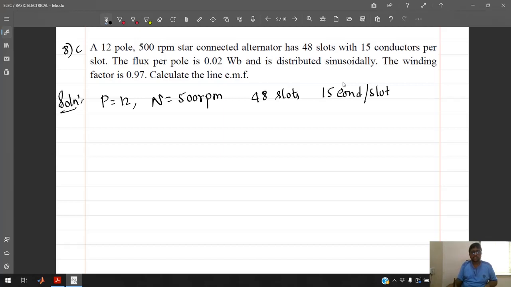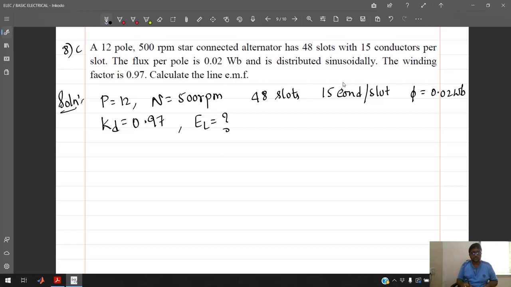Per slot is present. The flux per pole is 0.02 Weber, which is distributed sinusoidally. The winding factor is 0.97. Winding factor is also nothing but distribution factor, which is 0.97. EL is what is asked in the question. So for that, first you have been given all these things.